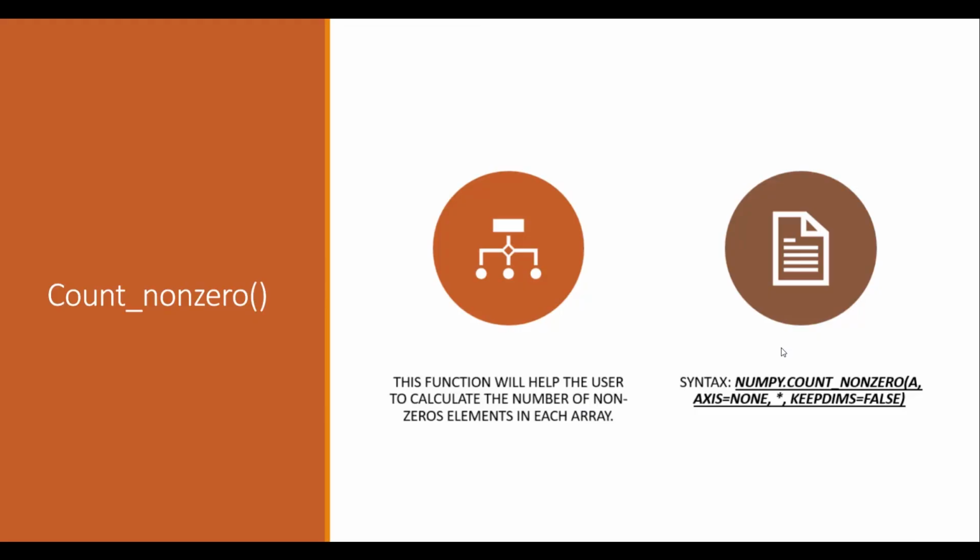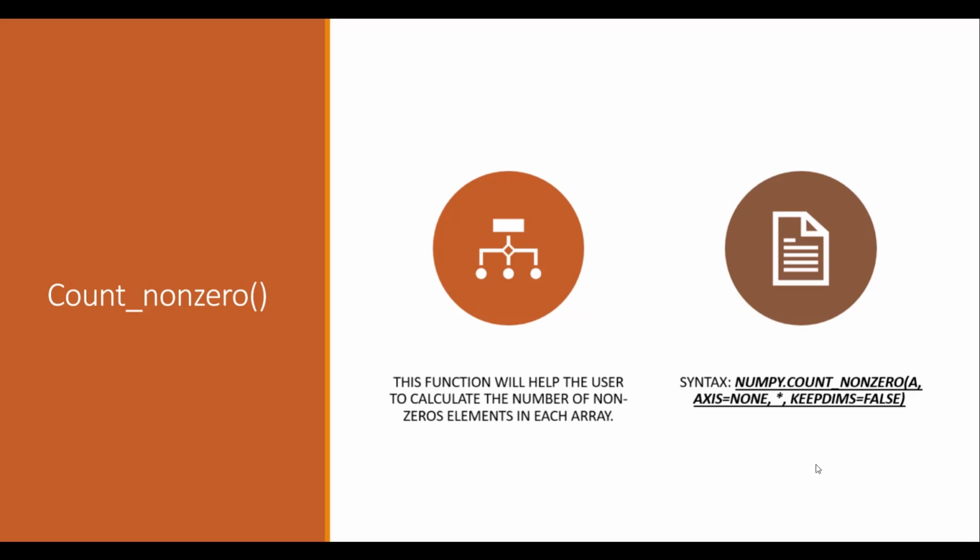Now we will discuss our next function, that is count_nonzero. So basically this function is available in the NumPy package module, and this function will help the user to calculate the number of non-zero elements in each array. In simple words, we can say that we can easily find the count values in the input array which are not zeros. So this function takes three parameters: array, axis and keepdims. So let's discuss about these parameters.